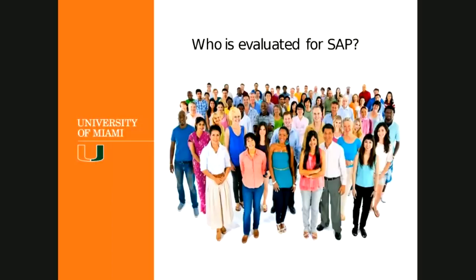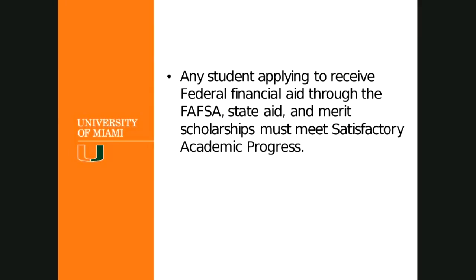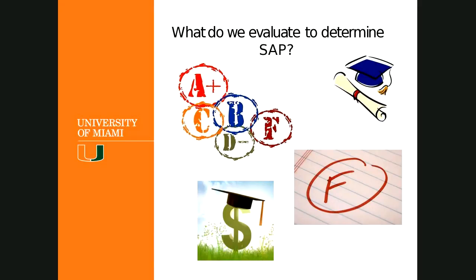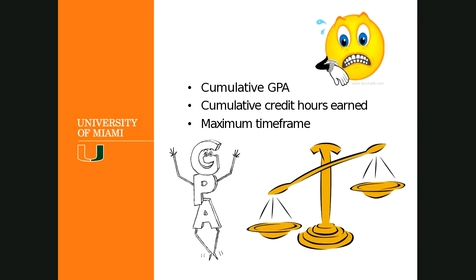So who is evaluated for SAP? Any student that is receiving federal aid through the FAFSA, state aid, or merit scholarships must be meeting satisfactory academic progress. Now, what do we evaluate to determine SAP? First, we look at your cumulative GPA. That is your GPA either at the end of a semester or at the end of the spring semester when the academic year has finished. The cumulative credit hours earned, so the total number that you earn for a semester or year, not the number attempted, and the maximum time frame in which it takes for you to complete your program.